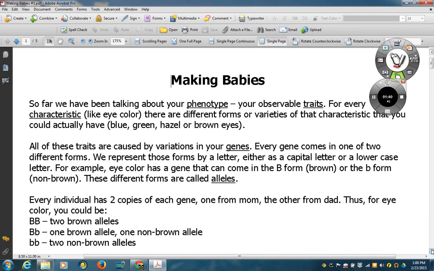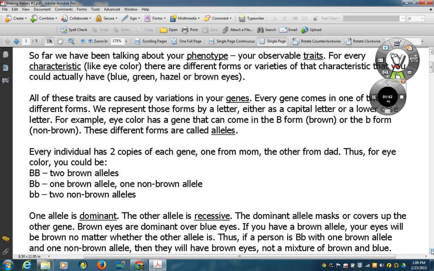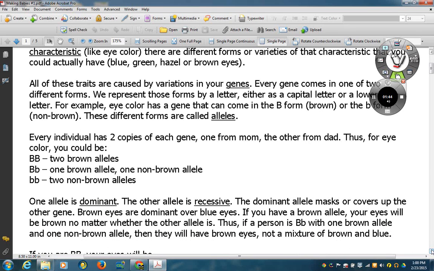Every individual has two copies of a gene. Remember, you get two copies. You get one from your mom, and you get one from your dad. Thus, eye color could be two capital B's for two brown alleles, uppercase B, lowercase b, one brown allele and one non-brown allele, or two lowercase ones, which would be fully recessive.